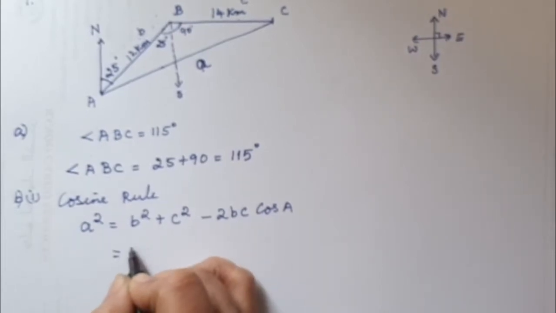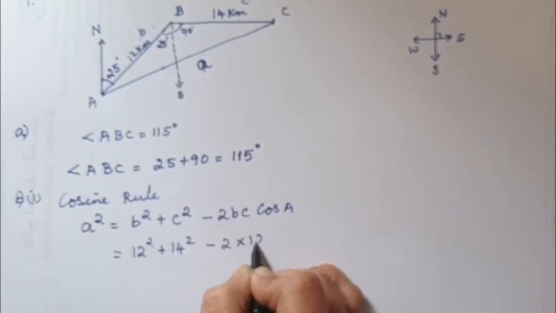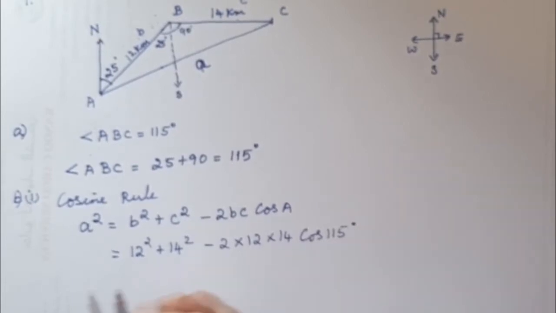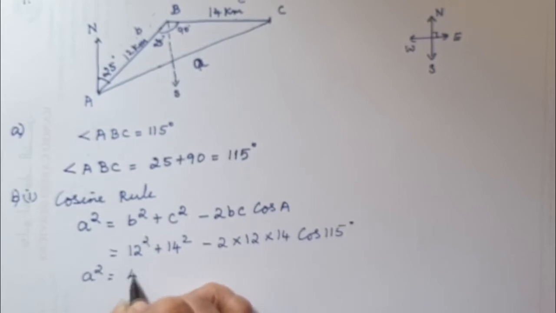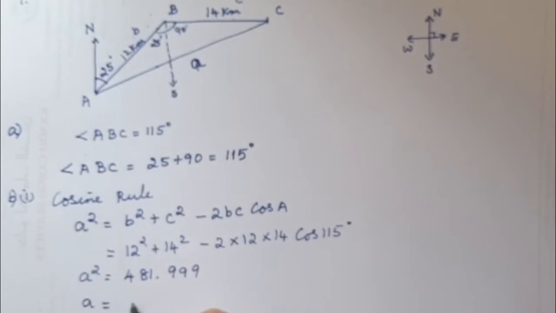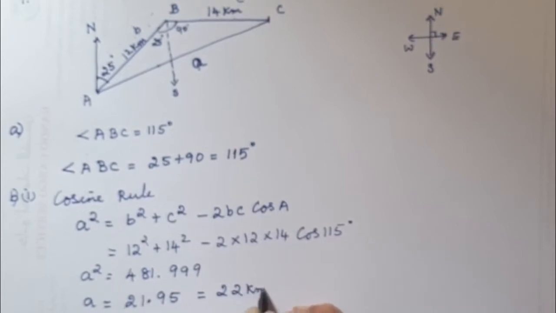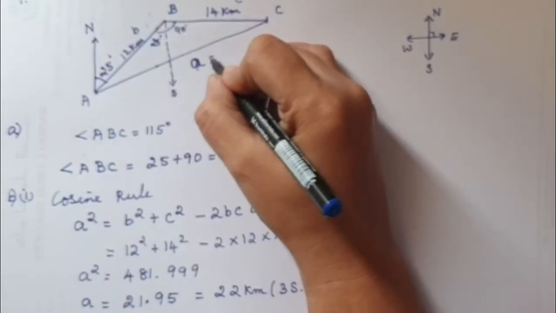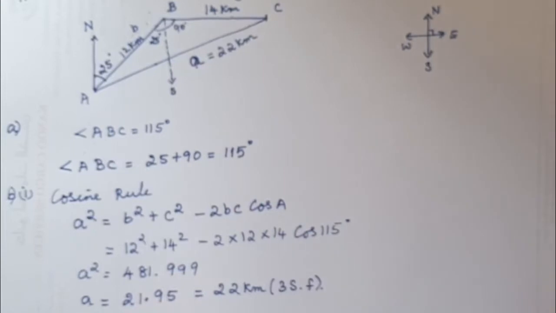When we apply that formula, it becomes 12 squared plus 14 squared minus 2 into 12 into 14 into cos 115. When you simplify this, you will get a squared equal to 481.999, and so a will be equal to 21.95, which is 22 kilometers, correct to three significant figures. So our B1 first part is done.